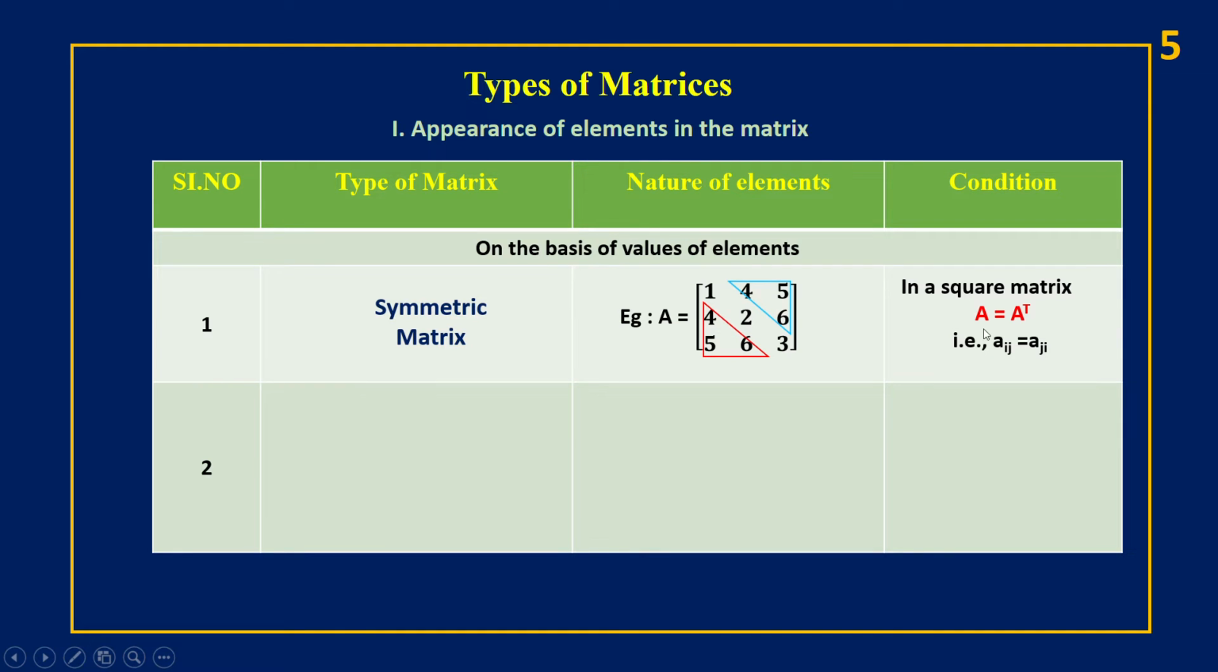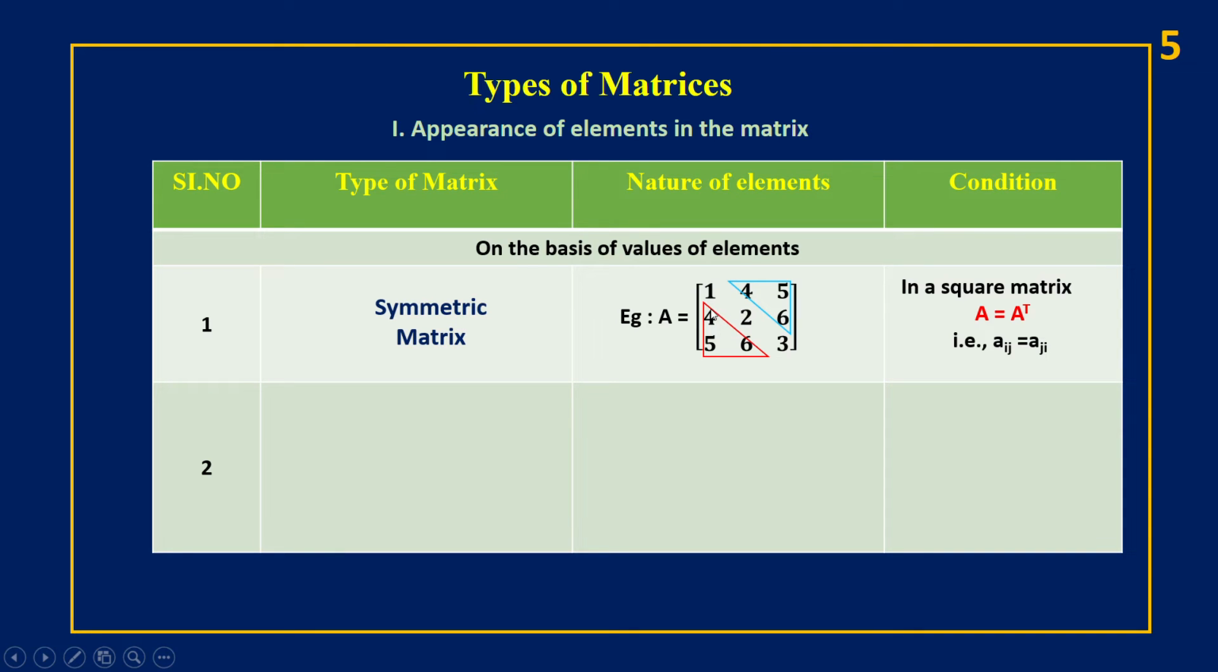Otherwise, it can be defined as: in a square matrix, A equal to A transpose. We know the transpose of a matrix is the matrix in which rows and columns are interchanged. This is the second column 4, 2, 6, and this is the second row 4, 2, 6. Again, second column and second row are equal. And third column and third row are equal: 5, 6, 3, and here also 5, 6, 3. So this matrix can be represented as A equal to A transpose. This is the condition for the symmetric matrix.